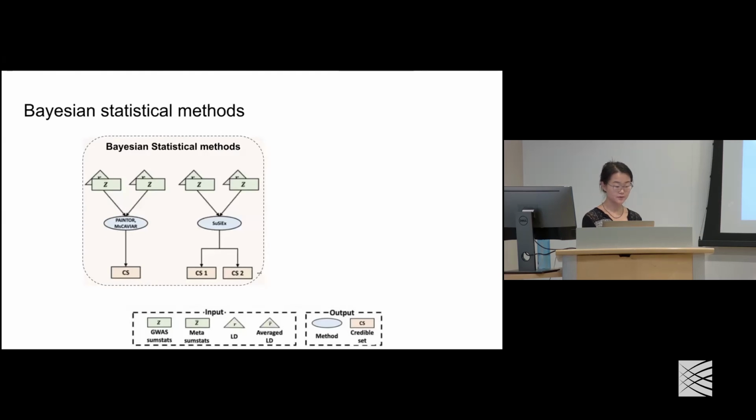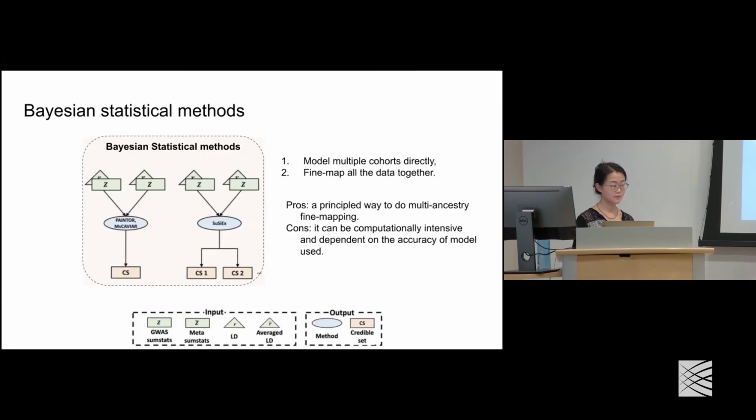So there come Bayesian statistical methods. This way, it models multiple cohorts directly, and it will fine map all the data all together. So the pros, you can easily imagine, it's a very principled, rigorous way to do multi-ancestry fine mapping. The cons is that it can be pretty computationally intensive, and it depends pretty highly on the accuracy of your model, how you model the relationship between effect sizes of different populations and so on.